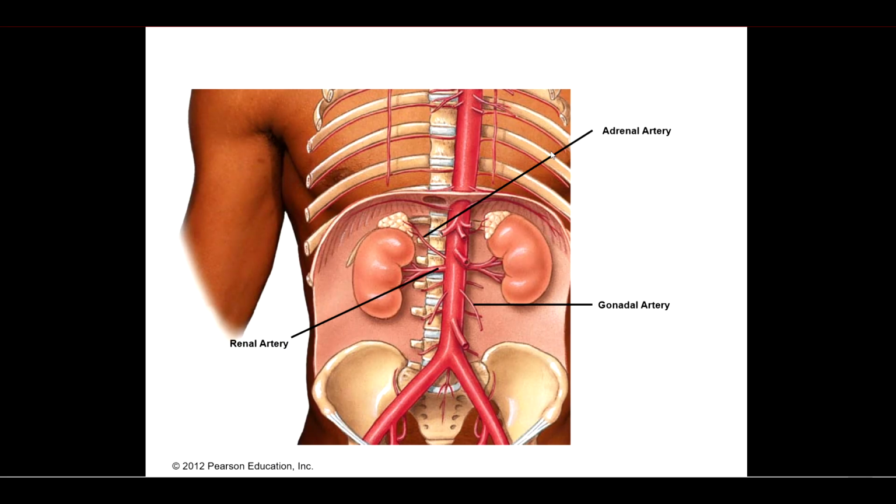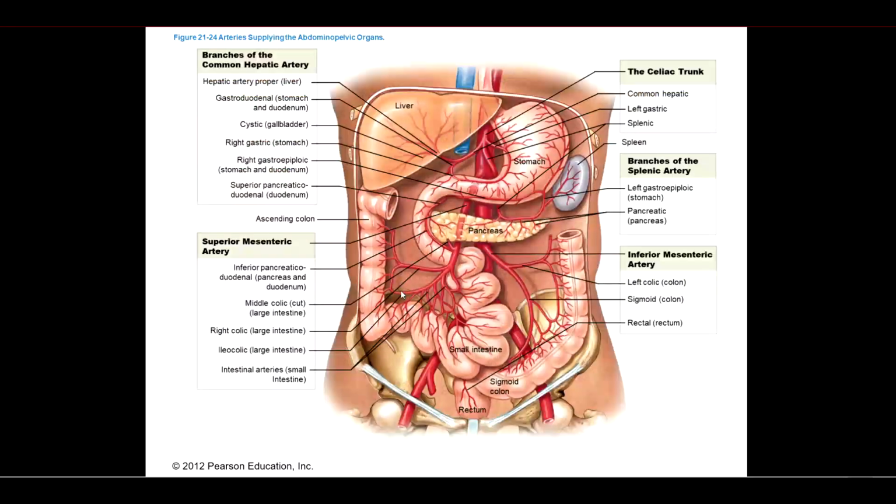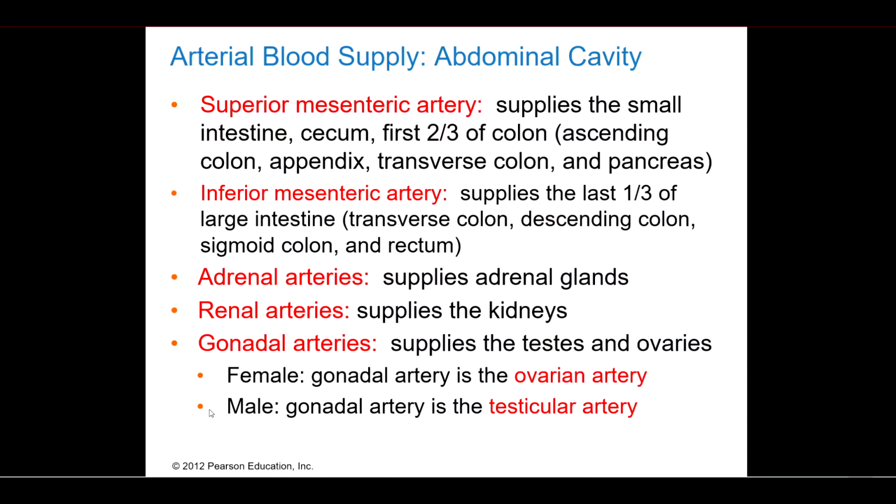Okay, adrenal and renal. The next one we want to look at are what we call the gonadal arteries. Now, if we don't know the sex, let's say of a model, a torso that we're looking at, you can call them the gonadal arteries. Probably gonadal is the most generic term I could think of.